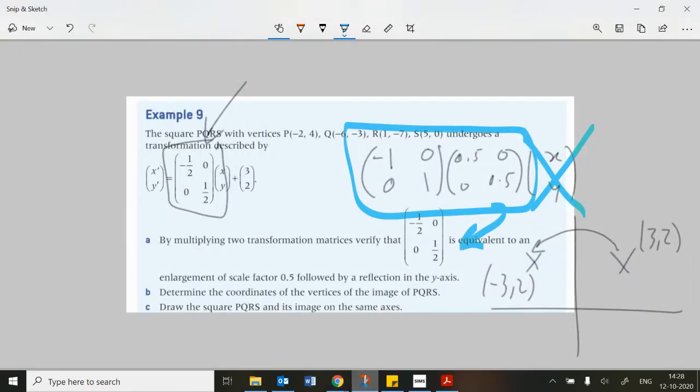Okay, for part B, it says determine the coordinates of the vertices of the image. Now, that's pretty straightforward because we can apply this to each of these coordinate points here.